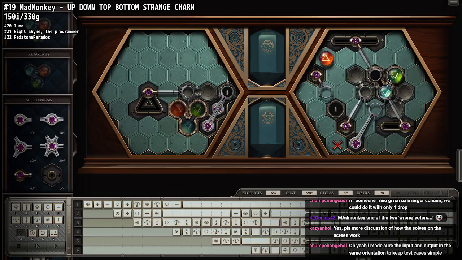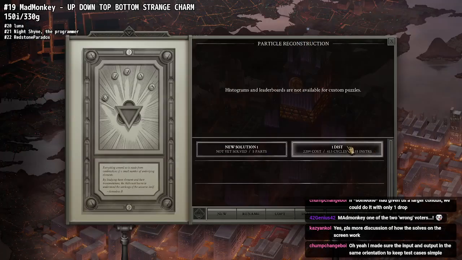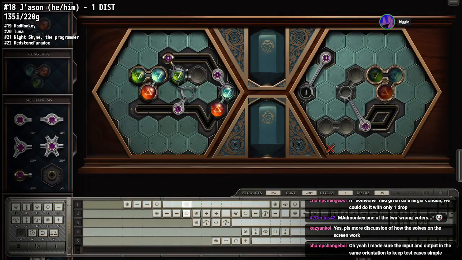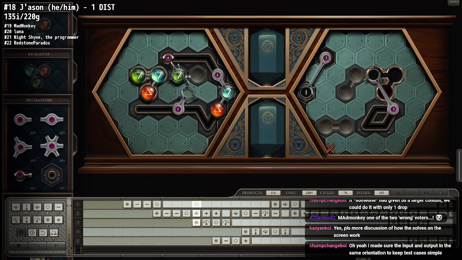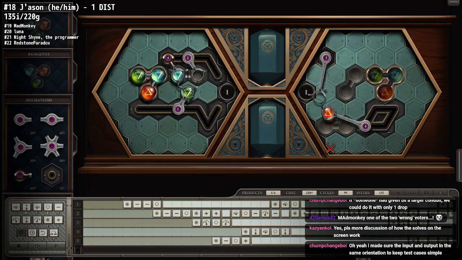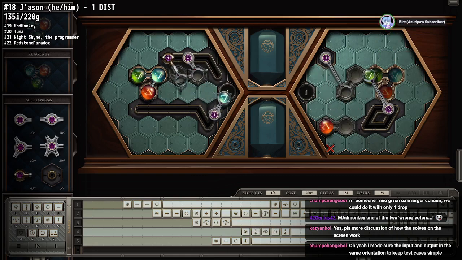Alright. Next up then, we have... Text is so tiny. At 18th place with 135 instructions, we have Jason. Every time I see the apostrophe in Jason, I wonder if I should be pronouncing that with a glottal stop. Jason. Jason. It just makes sense.